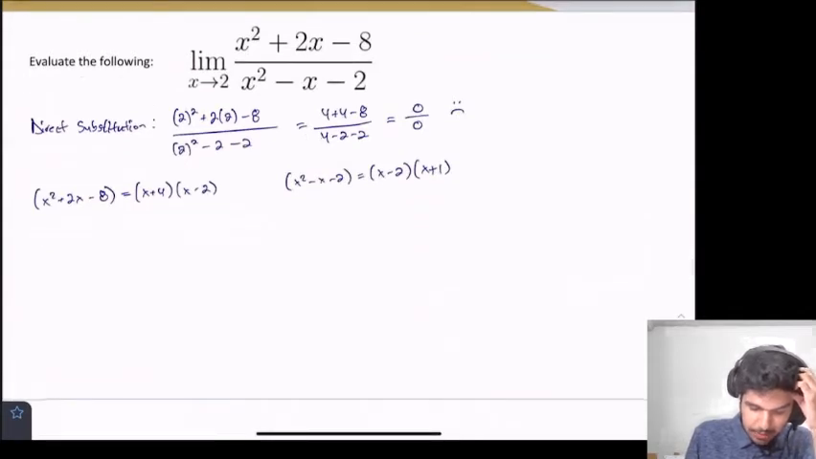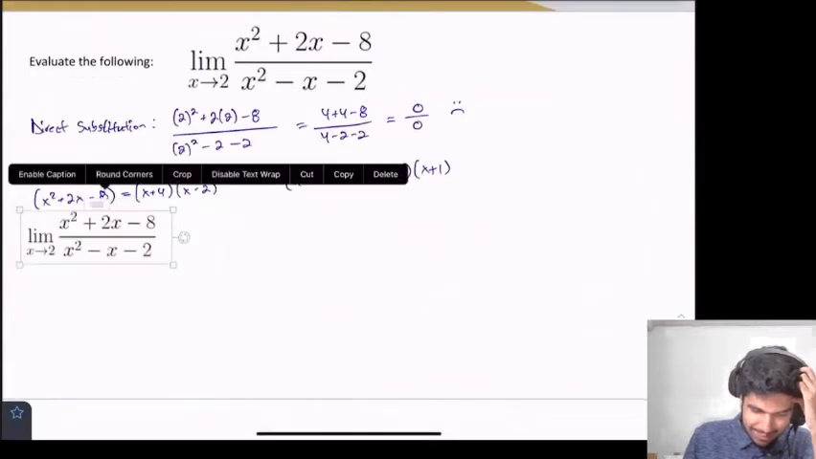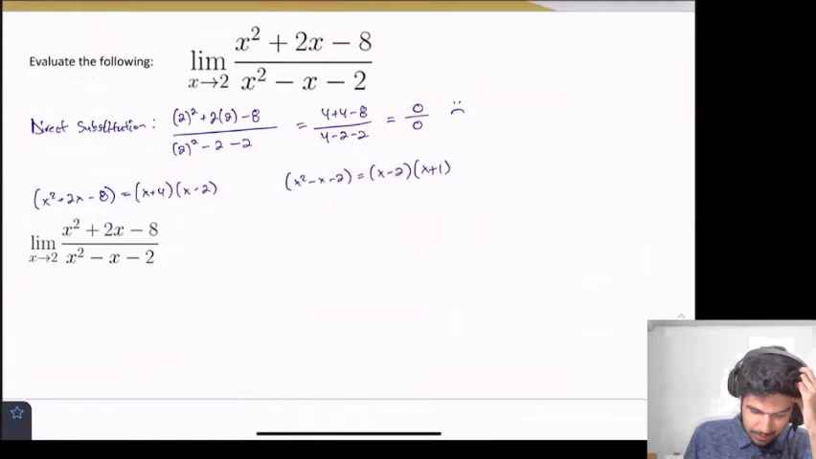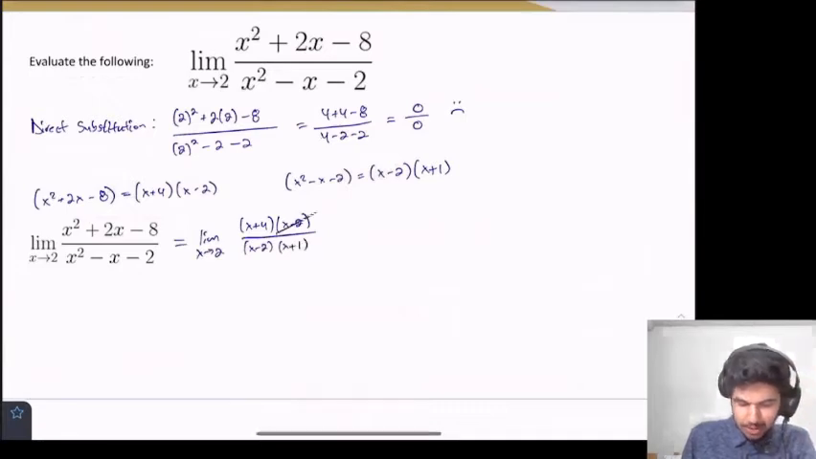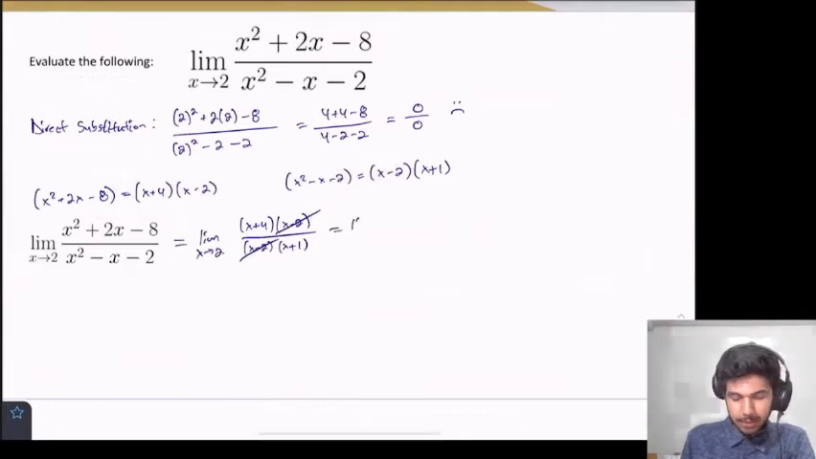So what we can do is we can rewrite this limit. I don't feel like writing it, so I'm just copying and pasting it. But this is equal to the limit as x approaches 2 of this factored form. And what we're going to see right now is that they share a term in common. X minus 2 is common in between them. So we cancel them. And this simplifies a little bit more. X plus 4 divided by x plus 1.